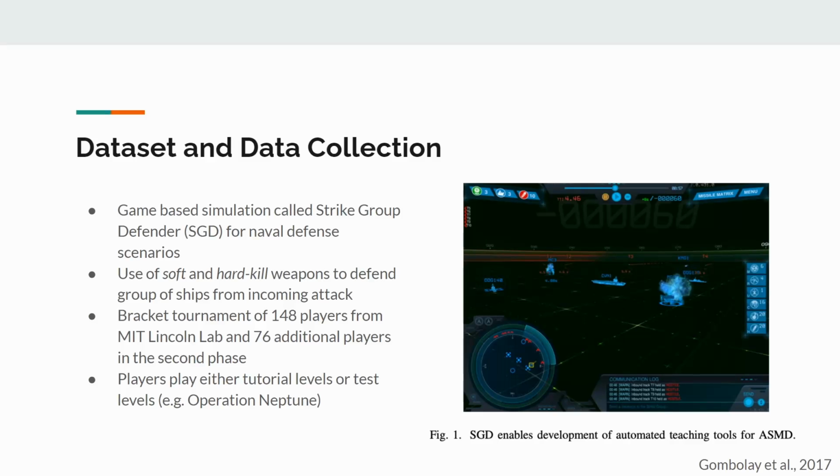So the way this was conducted was there would be a bracket tournament of 148 players from MIT Lincoln Lab, and then there was a second portion of this study where an additional 76 players were included. And there were a lot of different types of levels. There were several tutorial levels, and then also several different types of performance evaluation levels.